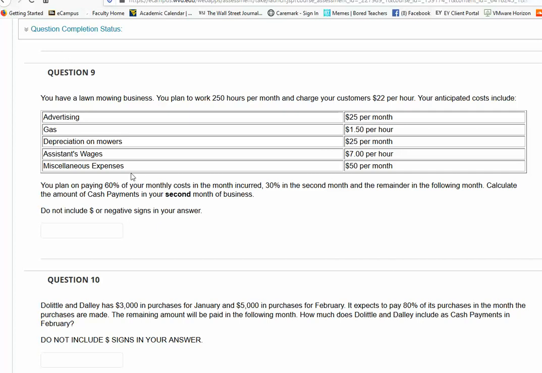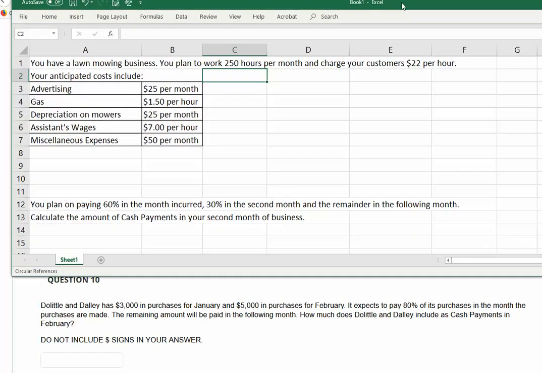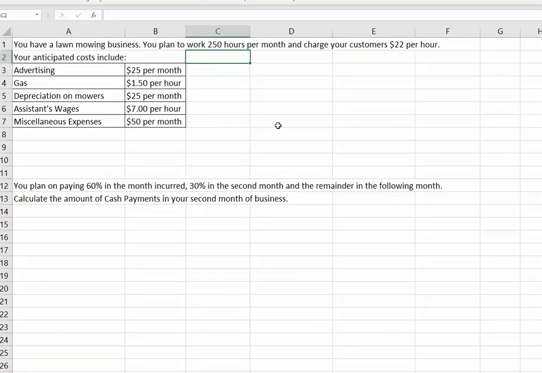All right, in this particular example, we're asked to figure out the cash payments in your second month of business. It's a lawn mowing business. I'm going to show you in an Excel spreadsheet here how we'd go about calculating it.